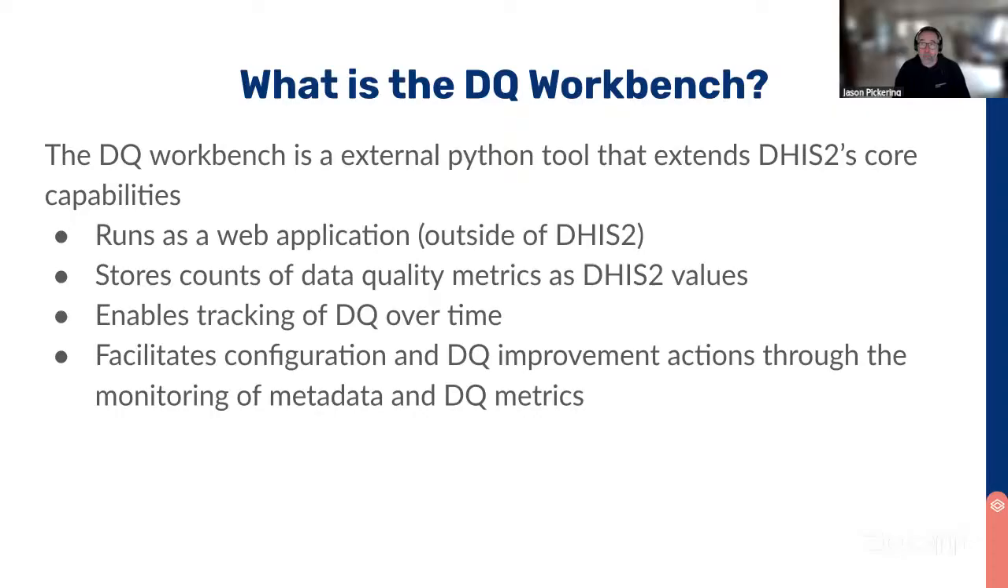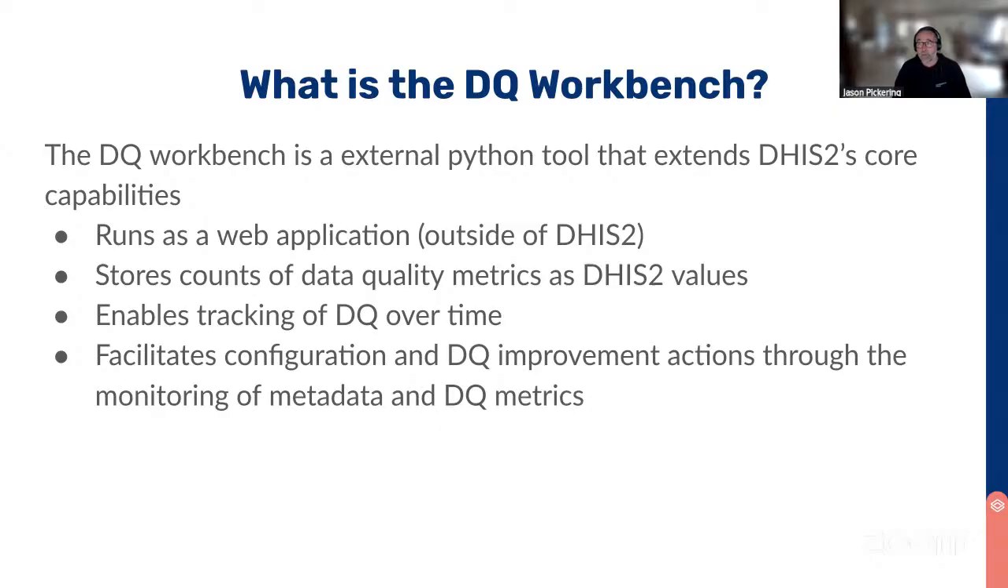We have also developed a user interface that helps you to get everything set up. So there is a user interface to facilitate developing a configuration file. Once you have that configuration file, it can then be run without the user interface, strictly on the command line. What this does basically is to store counts of data quality metrics as normal DHIS2 values.